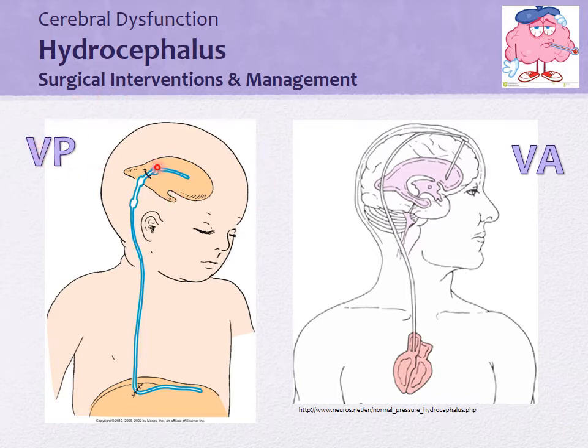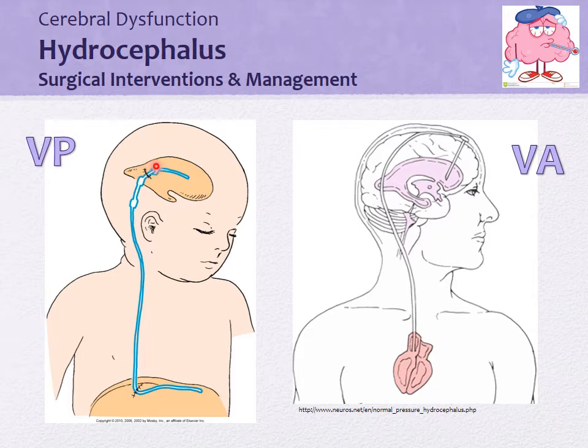Okay, so you can see here on the left you have your VP shunt. It goes into the ventricle. Typically the lateral ventricles is where you'll see it. And it's literally this little tubing that goes all the way down to the peritoneum. If the child's really thin, you will actually see this tubing in their neck.